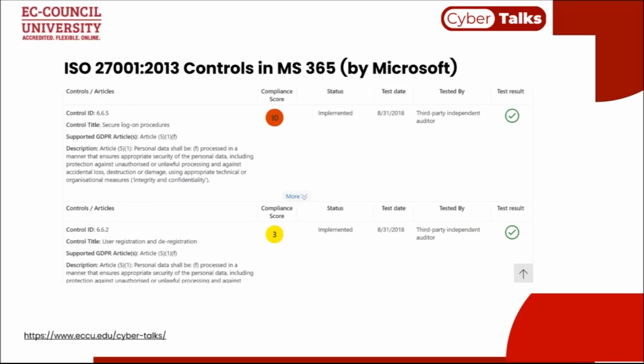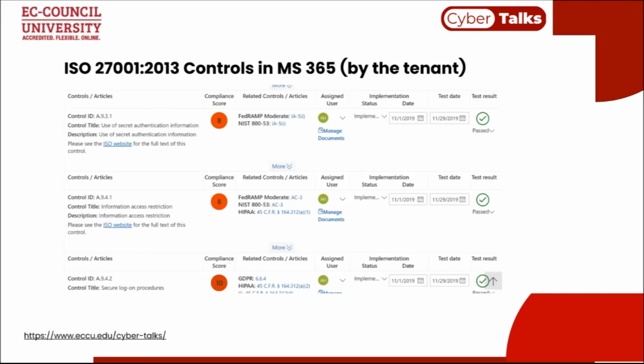Below you can see the same for user registration and deregistration. Here it's not that critical, so the compliance score is a little bit lower. But again, the same third-party independent auditor did the test, and they passed. So this is done by Microsoft. You get scoring from them already, but you can also improve your own scoring.